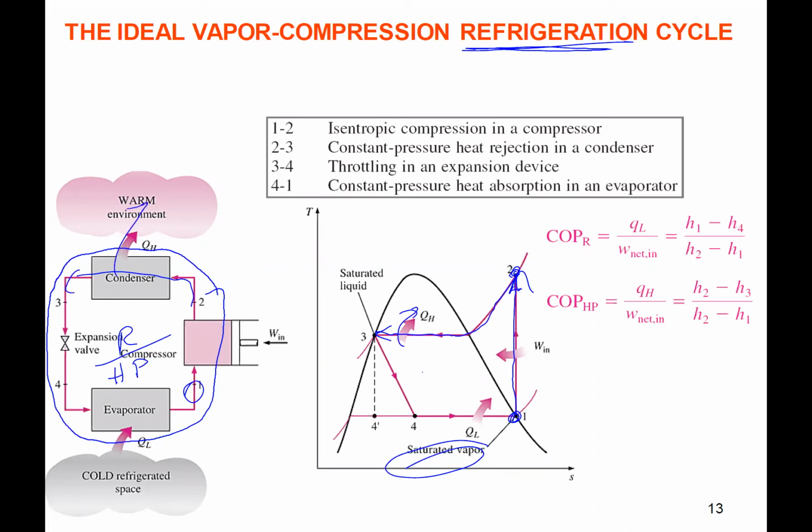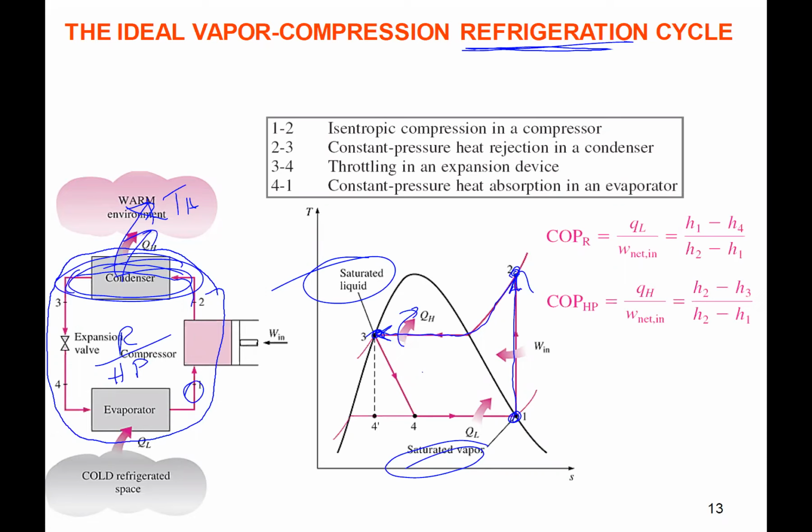For this to reject heat into the warm environment, the fluid going through the condenser must be at a higher temperature than the warm environment. So at least 20 degrees higher than TH of this warm environment. So the fluid is at a hotter temperature, and heat can go from high to low. Then we get to the saturated liquid after the condenser, before the expansion valve.